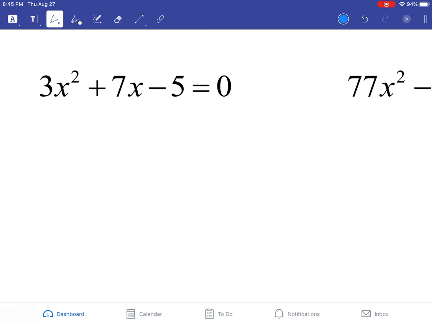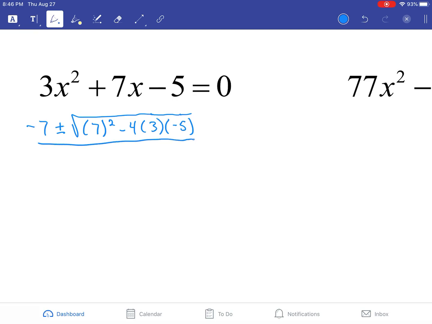So we have -7 plus or minus square root of 7 squared minus 4 times a, which is 3, times c, which is -5. Now something to note, always put your b value when it's inside the square root sign in parentheses, being squared. The reason you do this is because sometimes that b value is going to be negative and it will cause problems if you don't square it correctly. On the bottom, we're going to put 2 times a, which is 2 times 3.